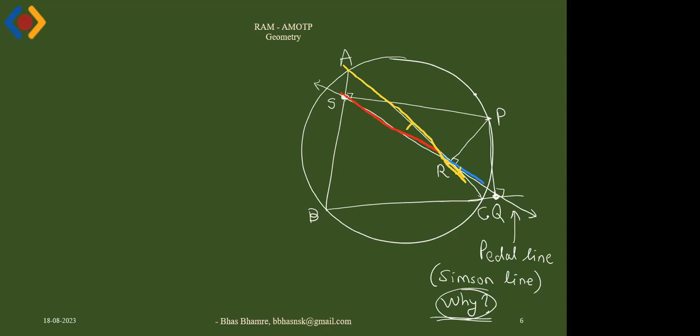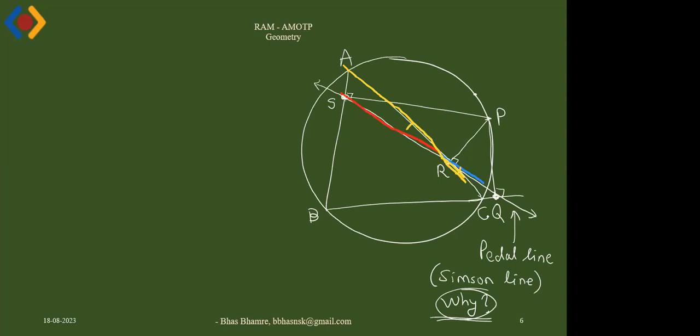Yes, Raghav. Yes, so we can consider a cyclic quadrilateral PRSA. So basically the idea of the proof is to show that angle PSR is equal to angle PSQ. That we need to show. If we show that, then we are done.